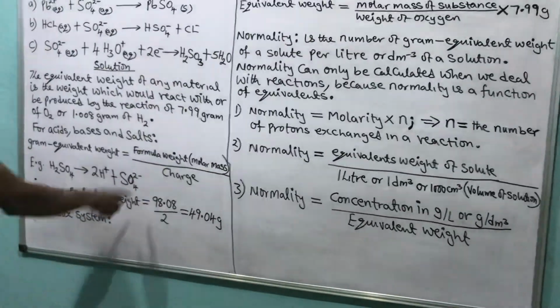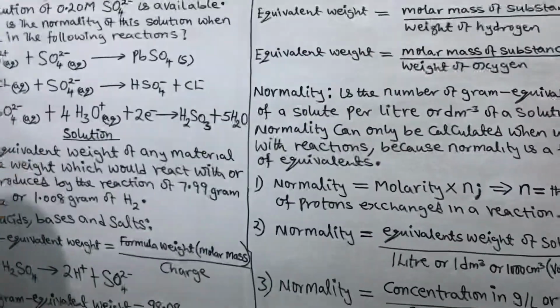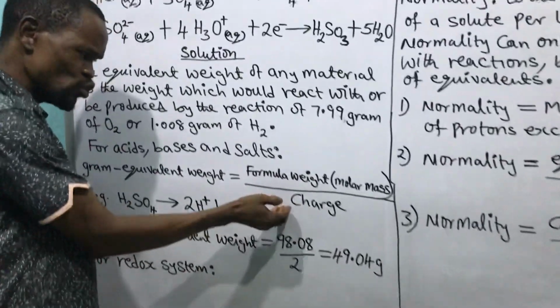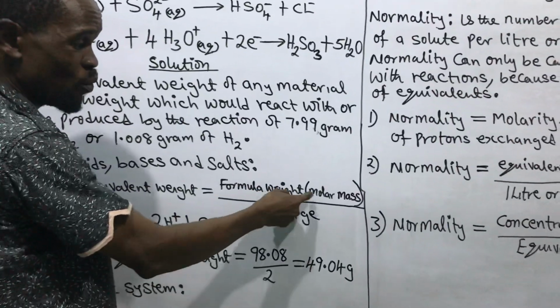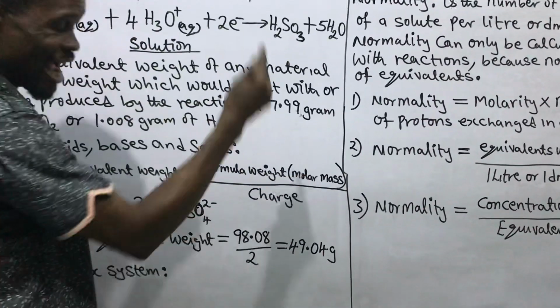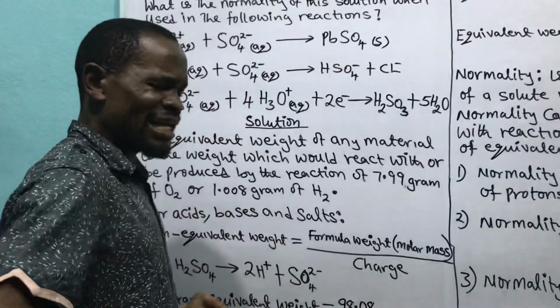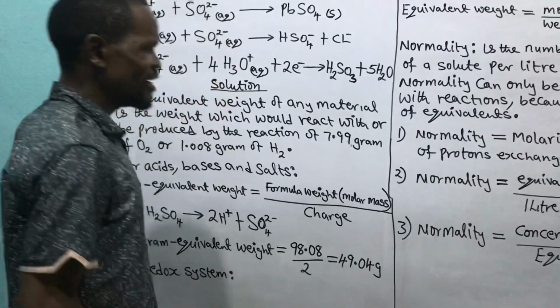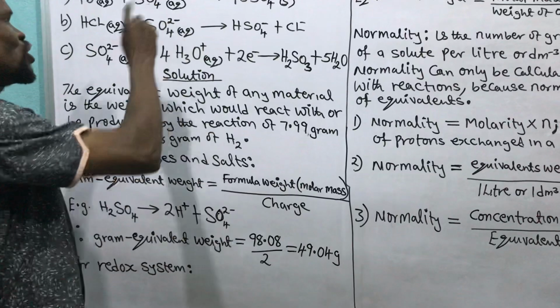And also, this formula is what you use to calculate equivalent weight. Look at this formula. What do we use it to calculate? Equivalent weight. Gram equivalent weight equals formula weight over what? Charge. And what is charge? The hydrogen that will be released or the oxygen that will be released. Then now, after we have known this, let us go into this question.